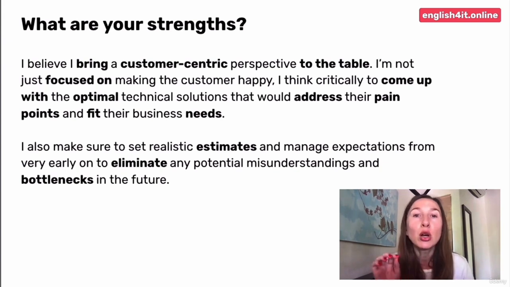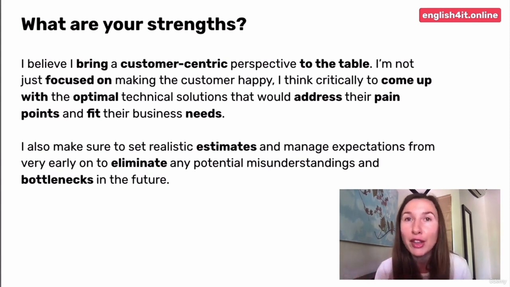I'm not just focused on making the customer happy. I think critically to come up with the optimal technical solutions that would address their pain points and fit their business needs. Again, you are thinking about the client and how to make the product fit perfectly technically. Next, I also make sure to set realistic estimates. They would love that too, because if your job requires you to give some estimates for the project, this is something that you want to mention if you can do it really well.